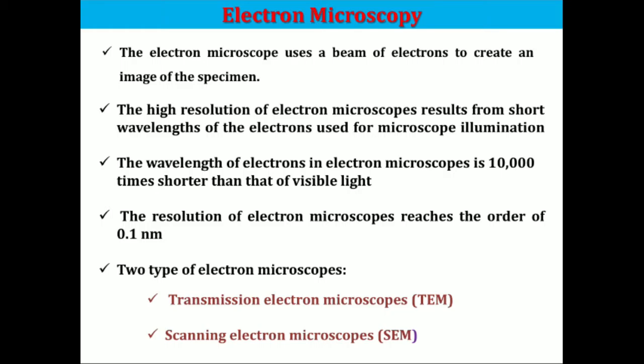The high resolution electron microscope uses short wavelength of electrons for illumination. The wavelength of electrons in an electron microscope is about 10,000 times shorter than that of visible light. Such high resolution makes the electron microscope extremely useful for revealing ultrafine details of material microstructure. There are two types of electron microscope: transmission electron microscope and scanning electron microscope. In this lecture, I mainly discuss the transmission electron microscopic technique and its instrumentation.